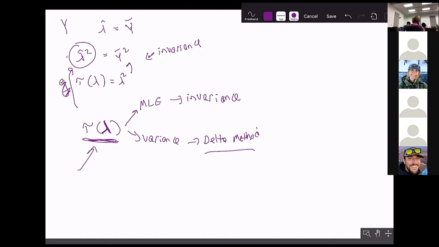Yeah, so it's saying that we have our original data y, and y has a distribution with parameter lambda, and we can calculate the MLE for lambda. Since z is a transformation of y, we also can get the distribution of z in terms of lambda. So if we know the distribution of z in terms of lambda, then we also know the MLE of that transformation of lambda.